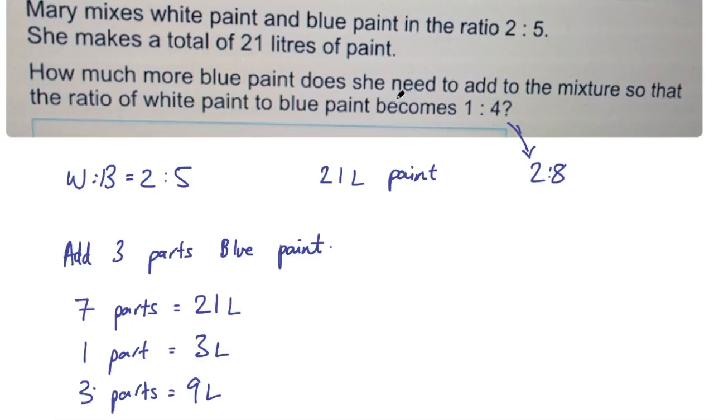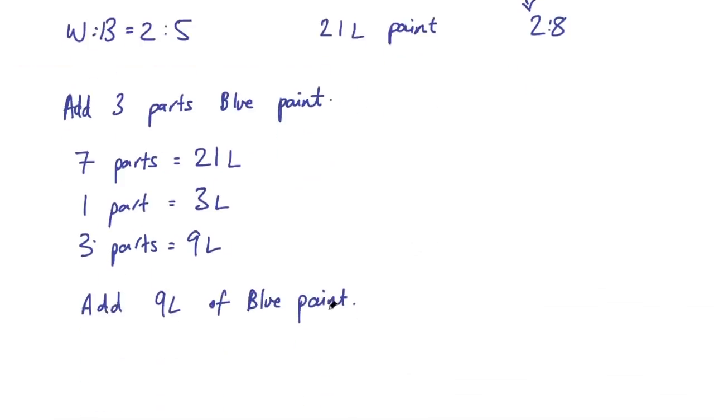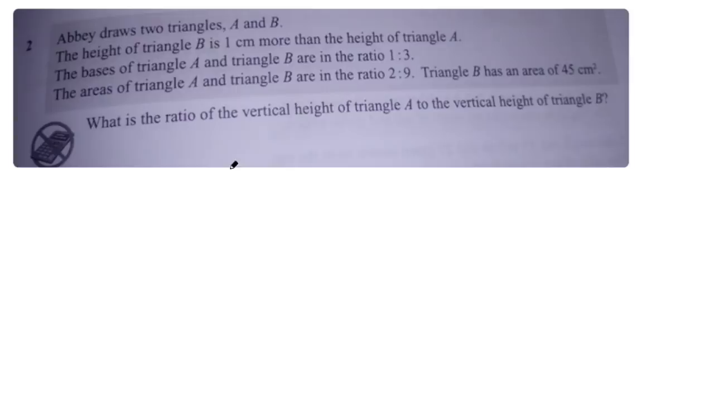So how much more blue paint does she need? 9 litres. Okay. The next question says, Abby draws 2 triangles A and B.